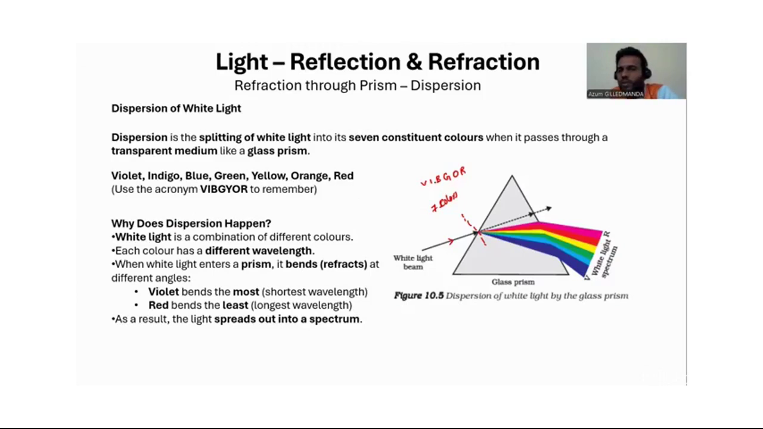So they form a different spectrum. VIBGYOR. Yeah, Y is missing here, guys. Okay, VIBGYOR. So 7 colors.